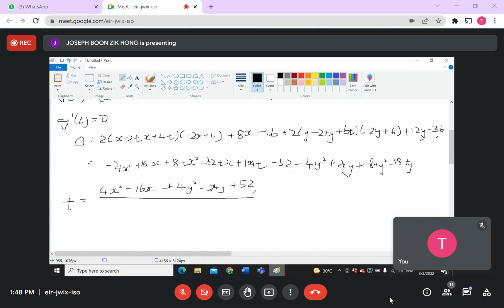and divide by, okay, the things with t, so 8x squared plus 32x, plus, this one should be minus, huh? My mistake, so sorry. And then plus 8y squared minus 48y.